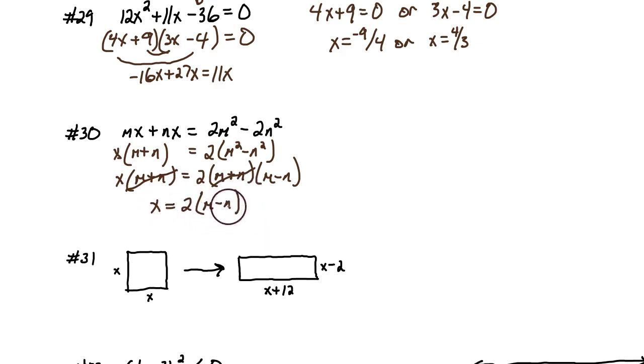You could leave the answer for x like this, or you could do the distributive property and discover that x equals 2m minus 2n. Either is fine, but we have solved for x.